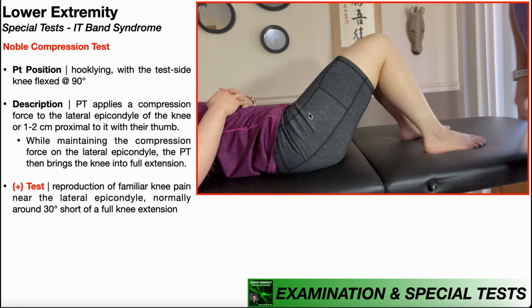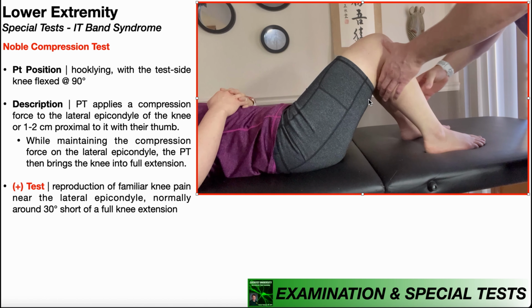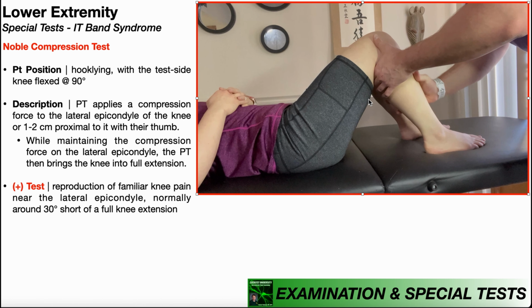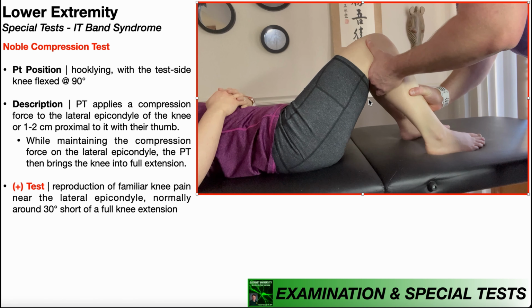Now initially, the PT is going to apply a compression force to the lateral epicondyle of the knee, or about 1 to 2 centimeters proximal to it with their thumb. The whole point here is you're trying to put a compression force over the iliotibial band. Okay? So the first thing I need to do is palpate the lateral epicondyle, which is about right there. And then I'm going to move about 1 to 2 centimeters proximal to that.